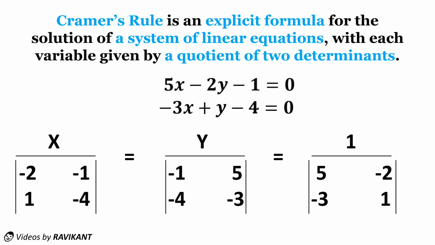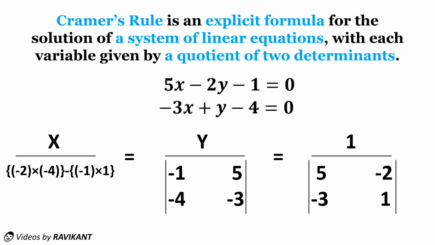Now it's time to solve these determinants. Starting from the first determinant. First multiply minus 2 and minus 4, minus, and then multiply minus 1 and 1. Then we have the following equation. After solving, we get 9.